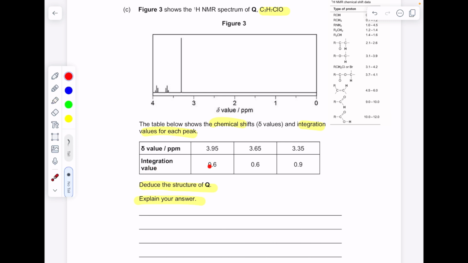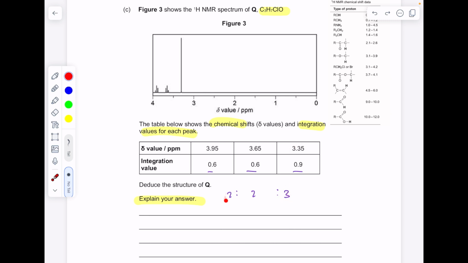Remember, this tells us the relative number of hydrogens in each environment, so we need a ratio here. So in effect, you want to divide each of these 3 numbers by the smallest number, which is 0.6, to get a ratio of 1 to 1 to 1.5. Let's get a whole number ratio, 2 to 2 to 3. So what that means is that the first environment contains 2 hydrogens, the second environment contains 2 hydrogens, and the third environment contains 3 hydrogens.